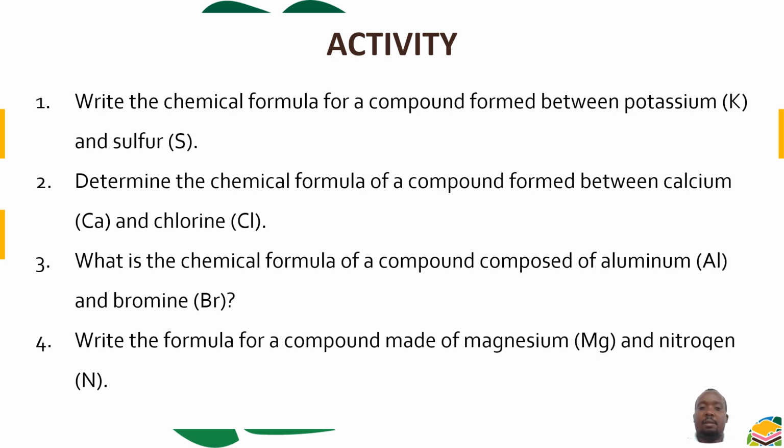Number 1, write the chemical formula for a compound formed between potassium and sulfur. Determine the chemical formula of a compound formed between calcium and chlorine. What is the chemical formula of a compound composed of aluminium and bromine? Write the formula for a compound made of magnesium and nitrogen.